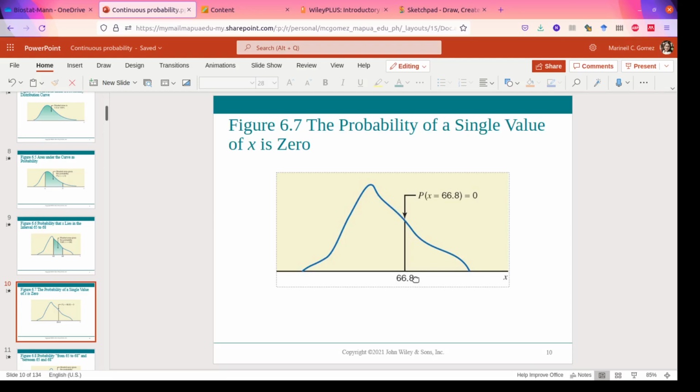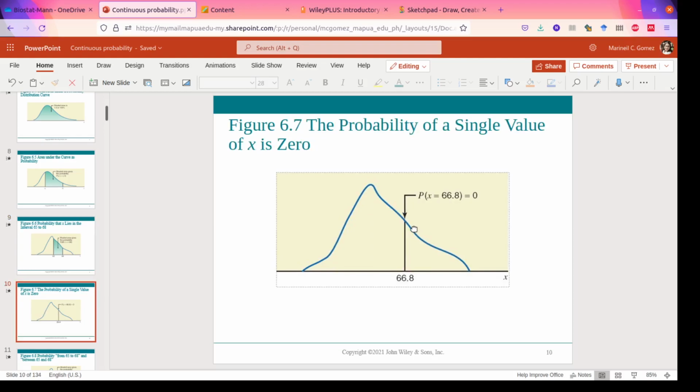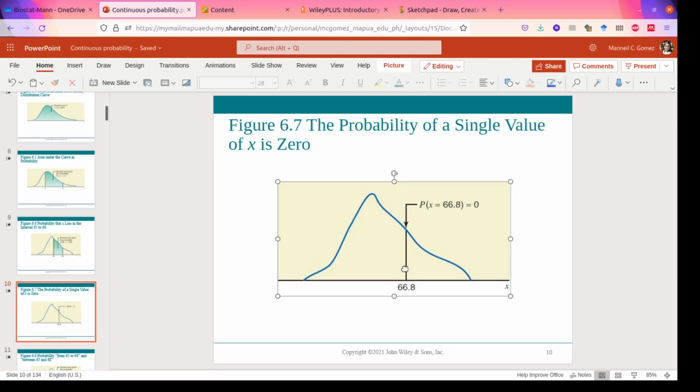Unlike a discrete probability distribution, where the value won't be 0, the key point here is to define a certain interval. If it's in a certain interval, you will get a non-zero probability, even for 65 to 65.1. But if it's an exact single value of 66.80 or 66.8, you will get a zero probability, because it's not the height of the curve but rather the shaded region, the area beneath the curve, that matters.